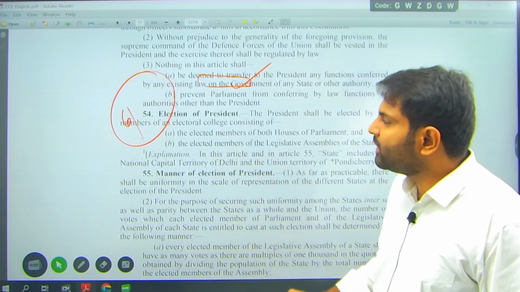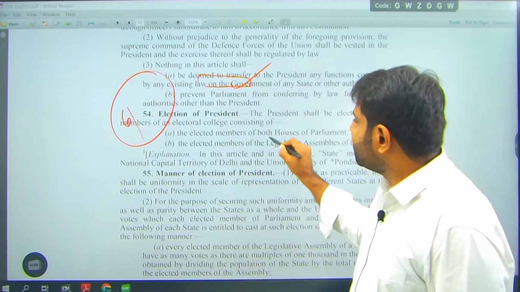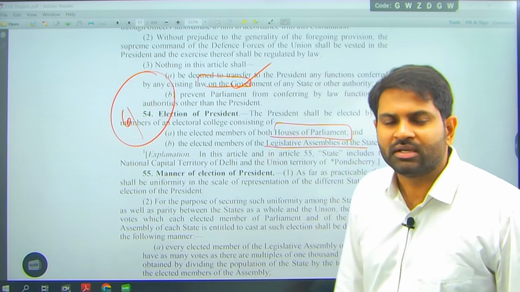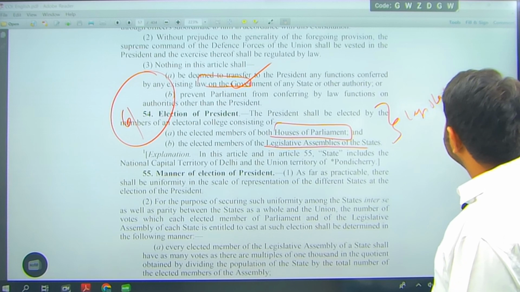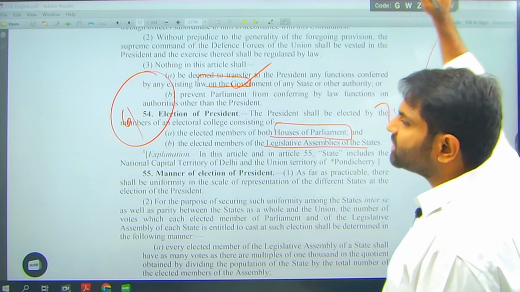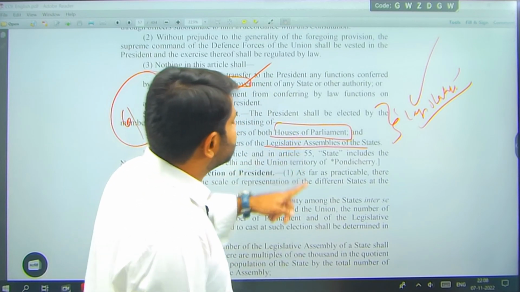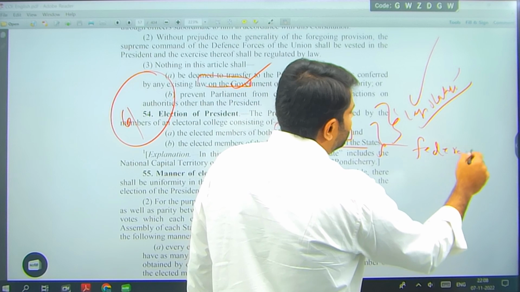Who is participating in this? Election of the president, Article 54. Elected members of both houses of parliament. Elected members of legislative assemblies. So legislatures are participating. Who is ultimate sovereign authority in India? Legislature. Parliaments are sovereign authority. And in India, we are talking about parliament and assemblies. We are talking about federalism.